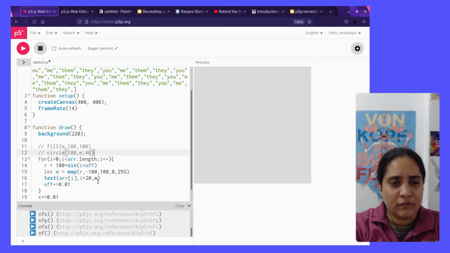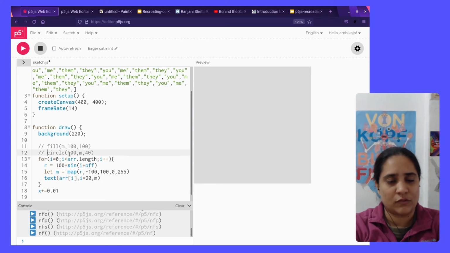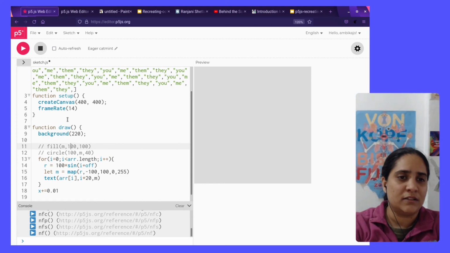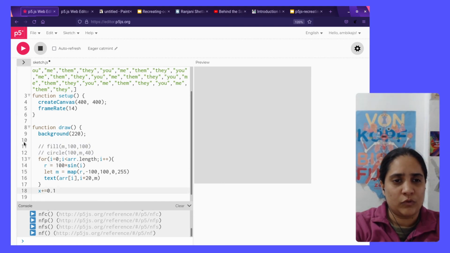So this is useful when you're trying things out, like you wanted to try circle instead of text, or you wanted to not have the fill or have this fill and not have that fill, and just explore those ideas a bit.